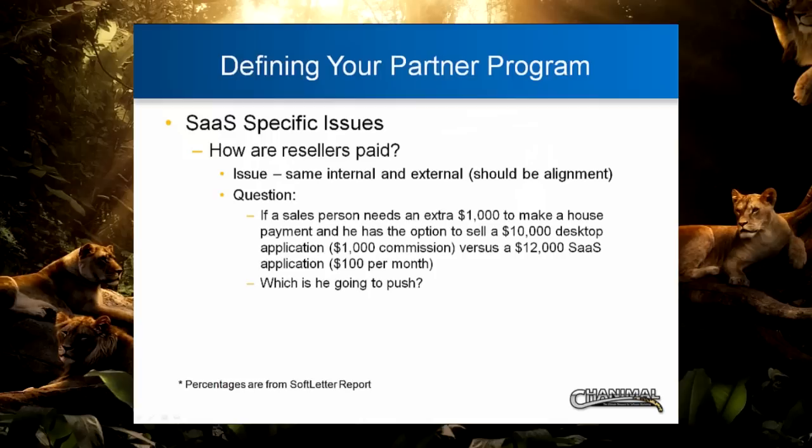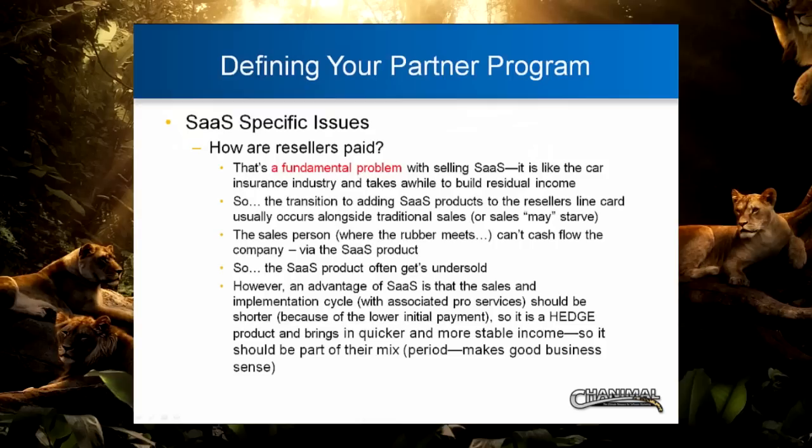This starts explaining why SaaS applications didn't pick up. It had nothing to do with the application. It had everything to do with the motivation for the sales guy. It's going to be $100 to sell yours, even if we'll make more over time. Well, he needs $1,000 to pay his rent, so your product's not going to go out the door. The desktop is. So how resellers are paid is the fundamental problem with selling SaaS. It's like the car insurance industry. It takes a while to build up residual income.